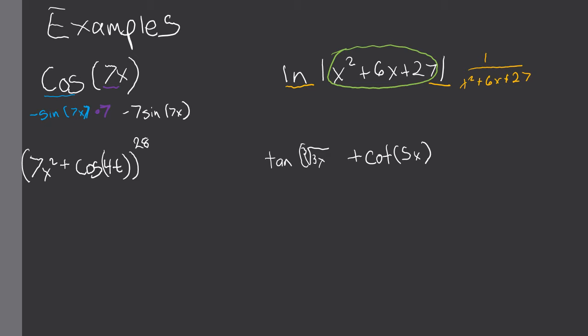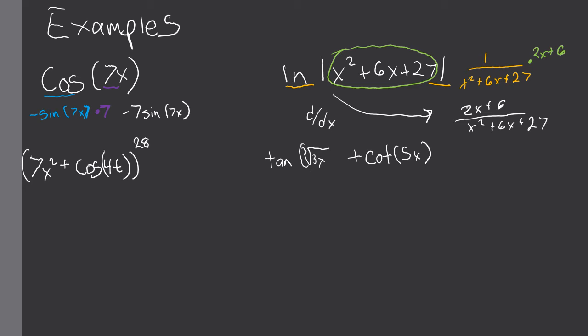Now we take the derivative of the inner function and we multiply by the derivative of x squared, which is 2x, plus the derivative of 6x, which is 6, and then 27 is our constant, so it's a big 0. Writing this all together, we get 2x plus 6 all over x squared plus 6x plus 27. And that is our derivative with respect to x.